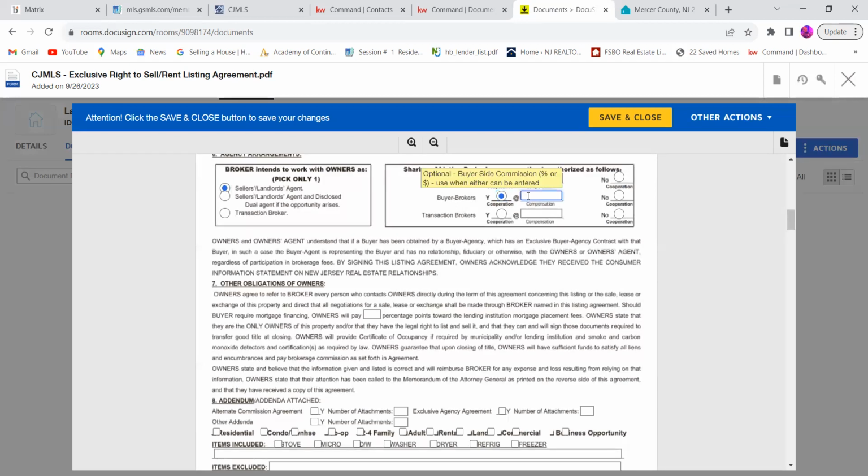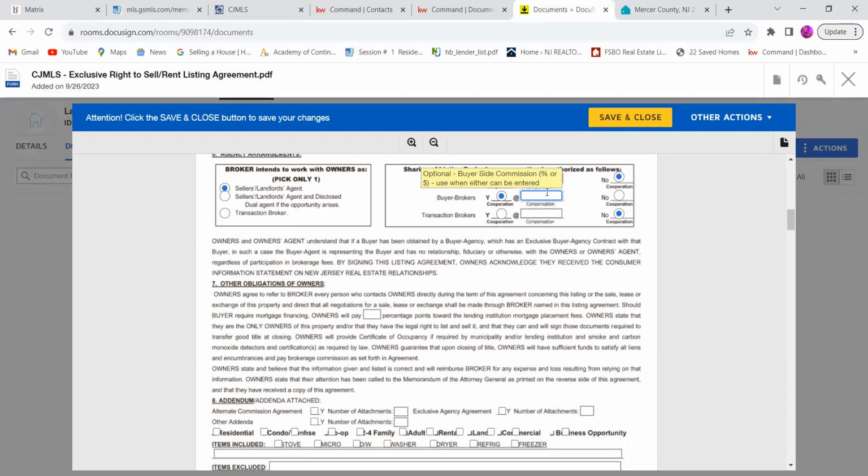I don't think most people have done transactions with a transaction broker or a sub-agent. So most people just put commission for the buyer's broker. And then here you would put no cooperation and no cooperation, only because, like I said, most people don't work with transaction brokers and sub-agents. I don't know anyone that has ever done a deal with either one.